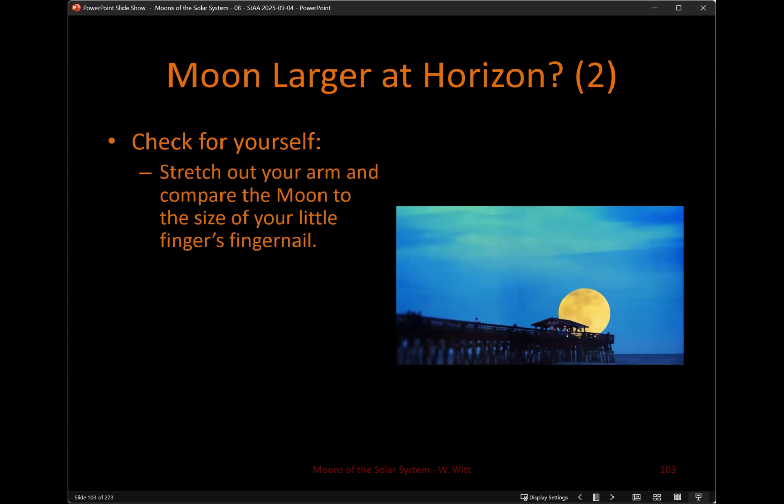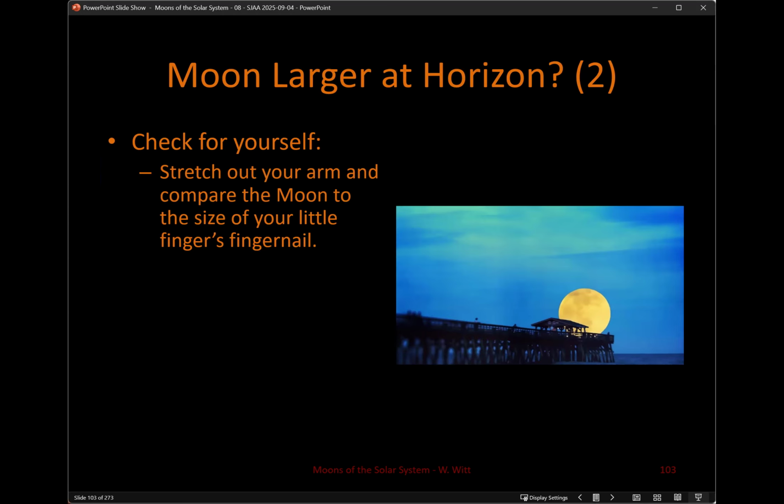And you can check this for yourself. You can hold out your arm and look at your little fingernail, and compare the size of your fingernail against the moon. Do that when it's near the horizon, and when it's overhead.